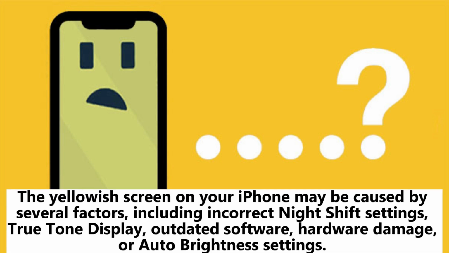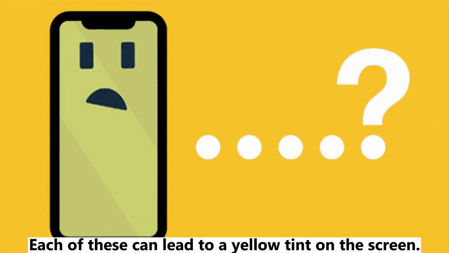The yellowish screen on your iPhone may be caused by several factors, including incorrect Night Shift settings, True Tone display, outdated software, hardware damage, or auto brightness settings. Each of these can lead to a yellow tint on the screen.